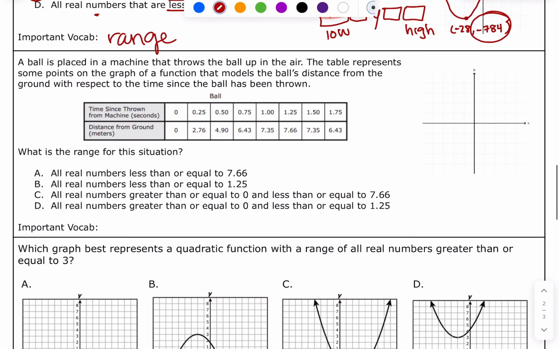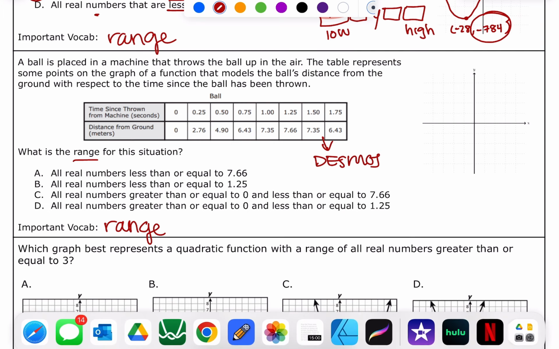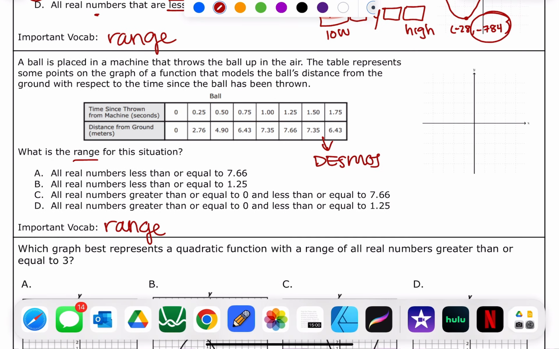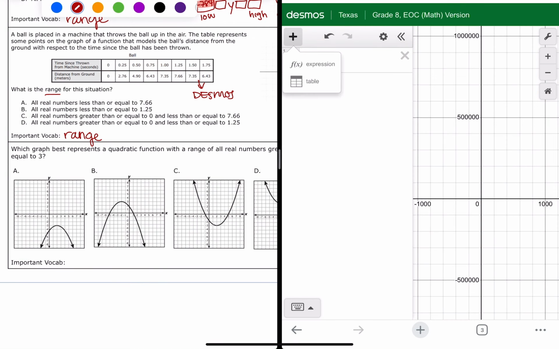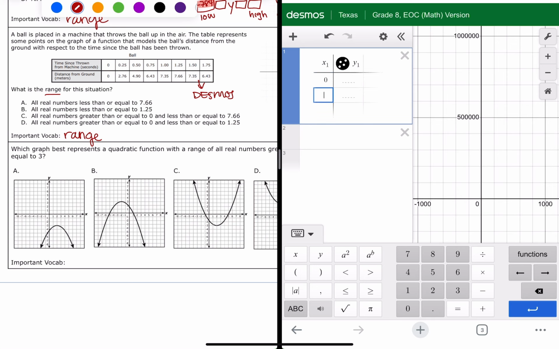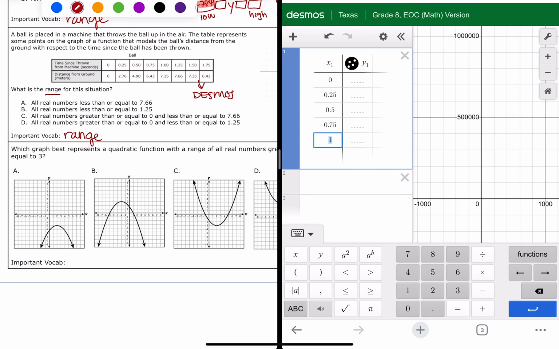So now for the next one, we are given a table and we want to find the range. This is the same thing. We are going to take the table into Desmos. Since I know this is a table, I love Desmos. Okay, table: 0, 0.25, 0.5, 0.75, 1, 1.25, 1.5.